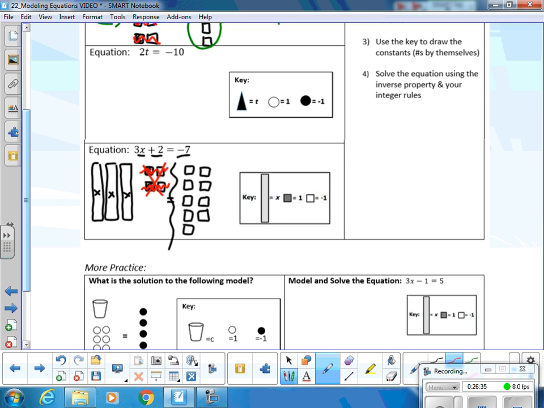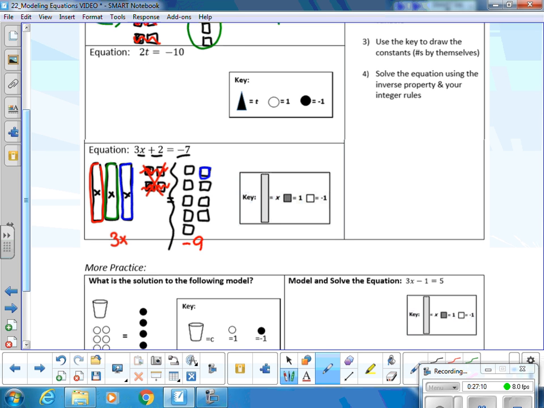Do I have any zero pairs on the other side? I do not, because they're all white, so I'm just going to add them up together. So now I'm left with 3x here, and 1, 2, 3, 4, 5, 6, 7, 8, 9 negatives on this side. Now I have to figure out how many is going to go in each x. So if you want to, you can color code them again like I did before and say, okay, I've got a red one, I've got a green one, and I've got a blue one. And go through and color code each of them.